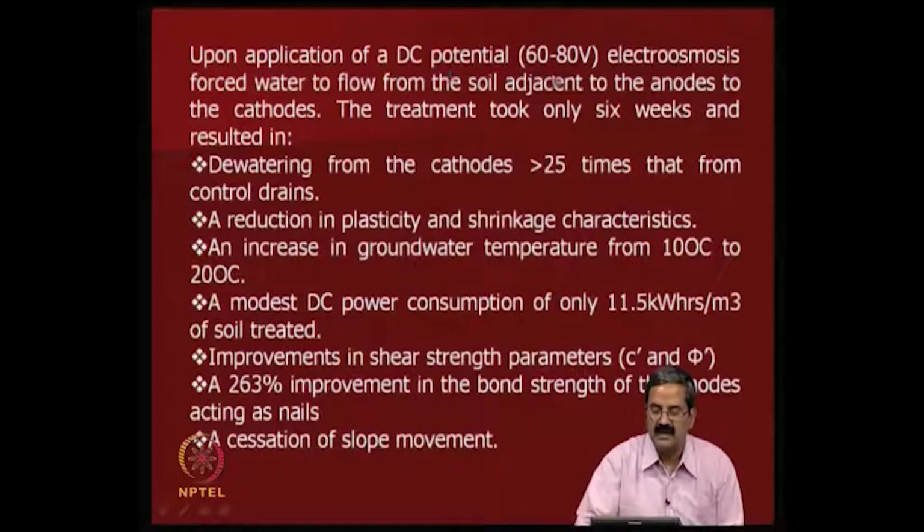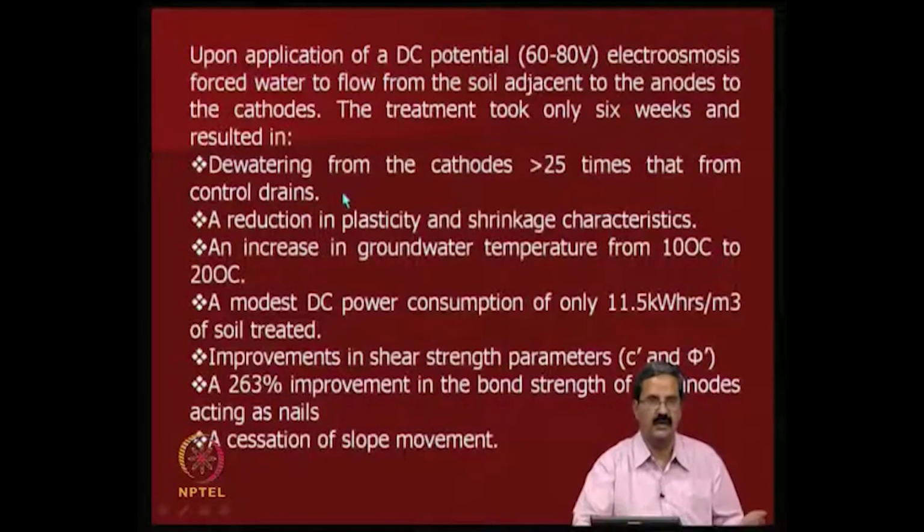Upon application of the DC potential, electroosmosis forced water to flow from the soil adjacent to the anodes to the cathodes. The treatment took only 6 weeks and resulted in dewatering from the cathodes 25 times more than that of controlled drains, where this is not applied.